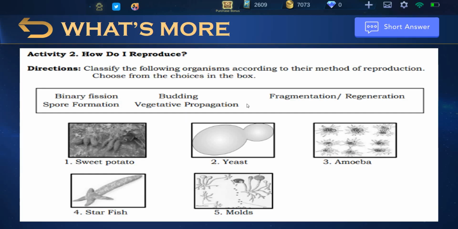So let's move on. For what's more, activity 2. How do I reproduce? Directions: classify the following organisms according to their method of reproduction. Choose from the choices in the box. So let's have this as short answer. Okay, answer this. Ready, set, go.